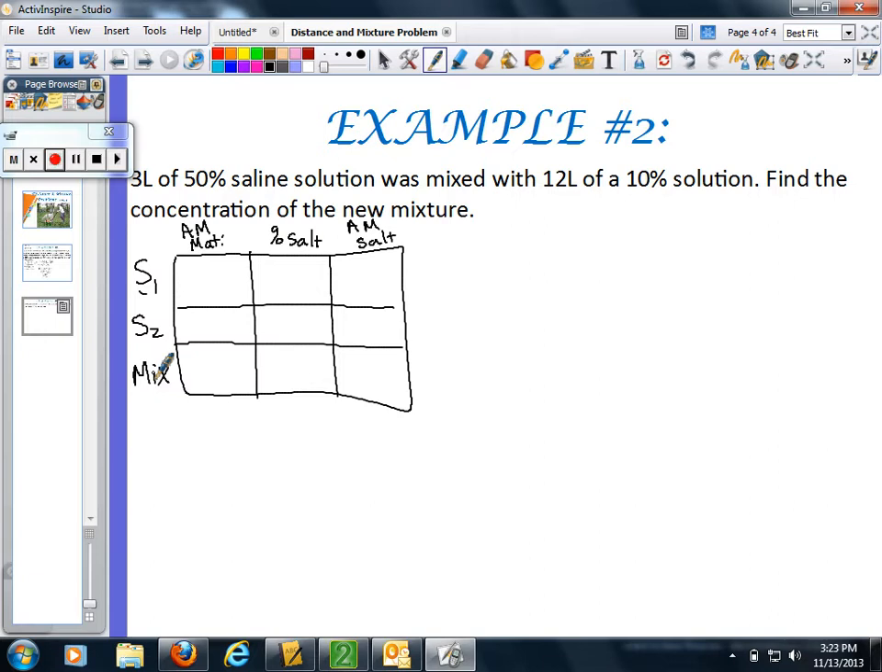Now, let's fill in the box. So 3 liters of 50% saline solution. The first solution, I'm using 3 liters. So this is going to be 3 liters. Now, how much percent salt? In this case, it's 50%. Now I'm going to write this as a decimal, not as a percentage. So that's 0.5. And it was mixed with, so now I don't know how much of the salt I have. I don't know. So this is going to be X.